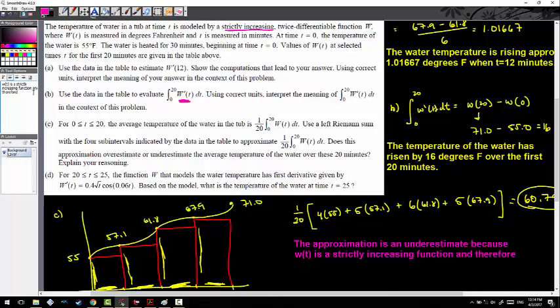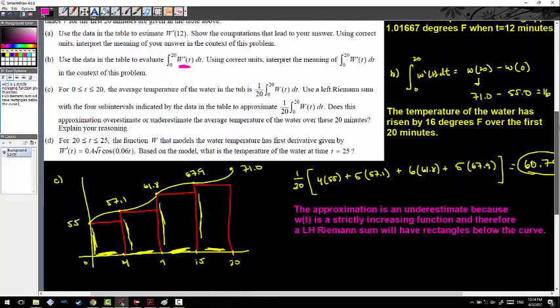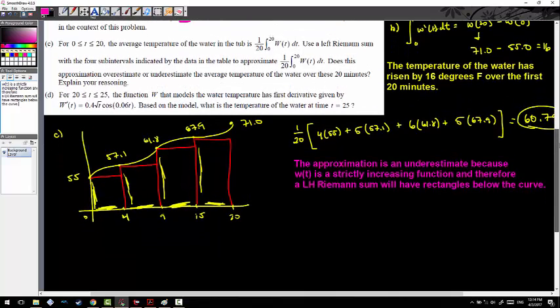And therefore, a left-hand Riemann sum will have rectangles below the curve. Bam! That's all you have to write for that. Okay? Alright, let's take a look at part D.